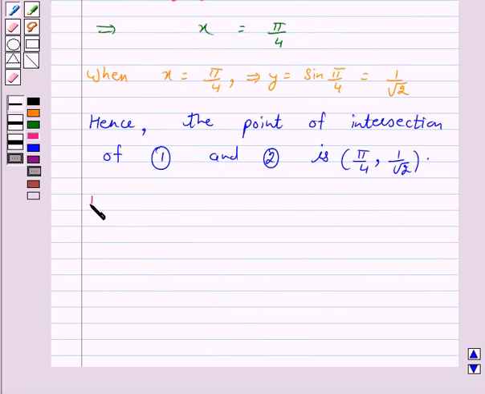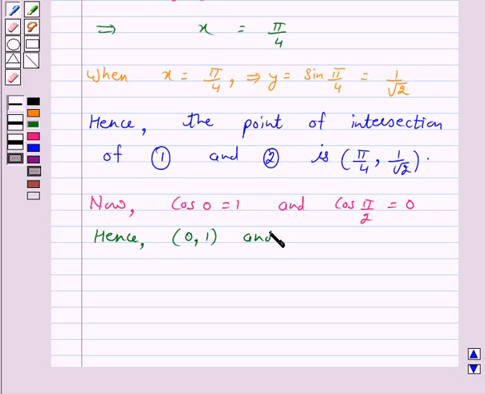Now we know that cos 0 is equal to 1 and cos pi by 2 is equal to 0. Hence 0, 1 and pi by 2, 0 are points lying on 1.